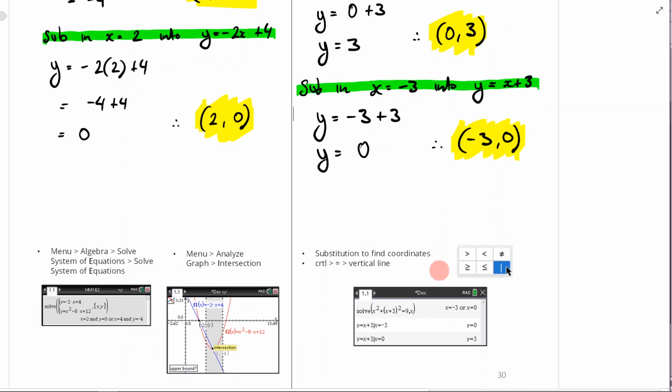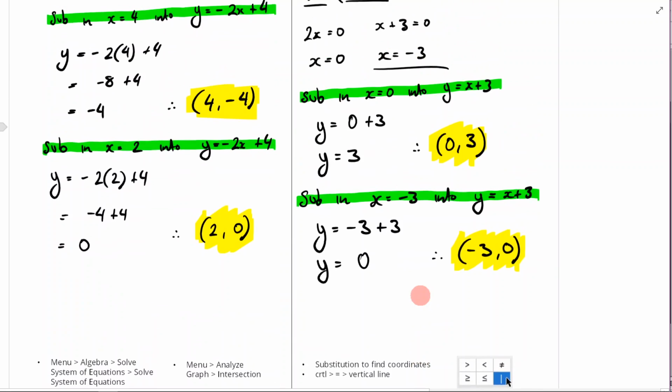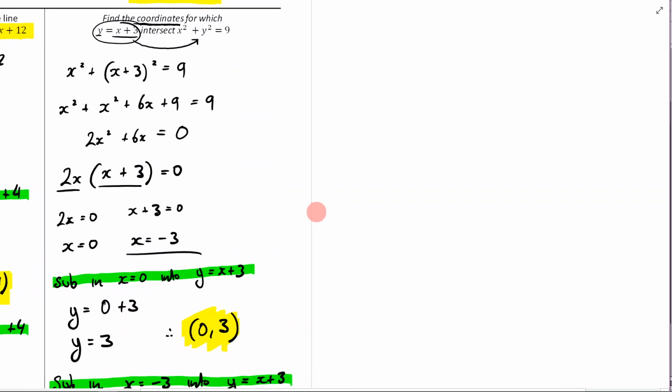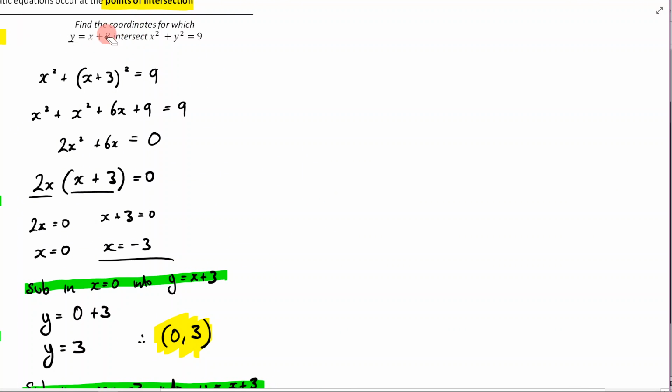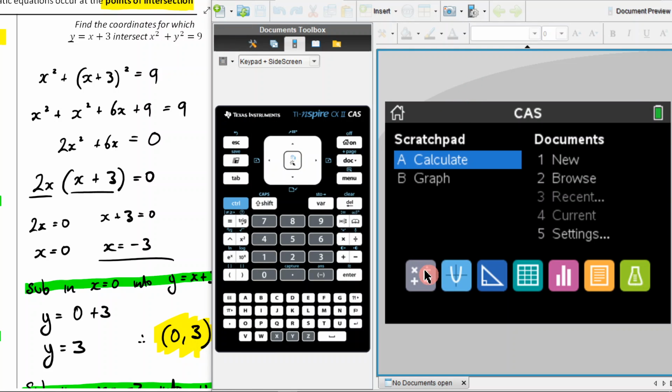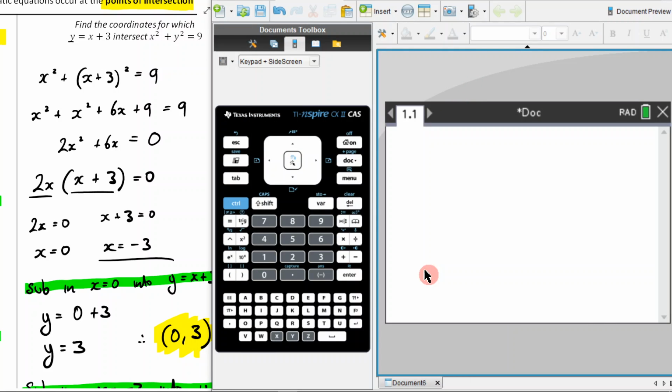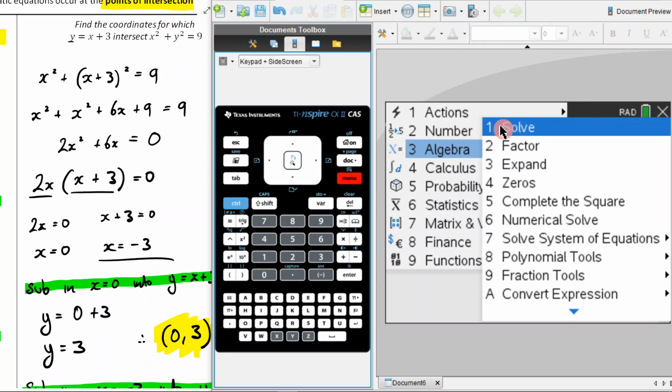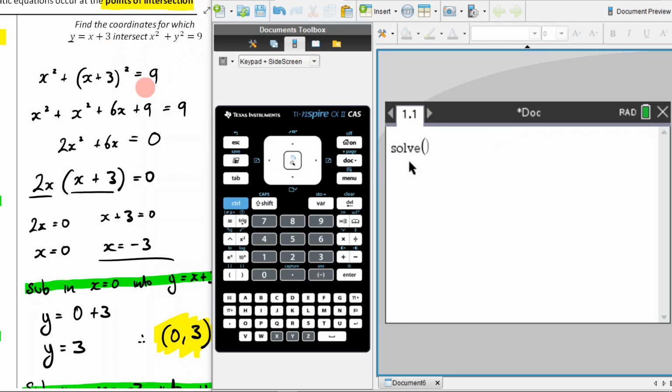So here we have how we could solve this in our CAS calculator. And I specifically want to draw your attention to using the such that symbol, which is a vertical line. So we'll be going through these instructions now. So make sure you're paying attention with me. So let's just bring this over here. Let's rub out this so we can have a look at when we're doing it. Like magic, there is my CAS. We're going to open up a calculator page. Now, if I want to solve this all on the CAS, what I could do is go menu, algebra, solve, and I'm just going to write out this first line here and solve it for x, because that's what I was doing. So I've got x squared plus x plus 3 squared is equal to 9.